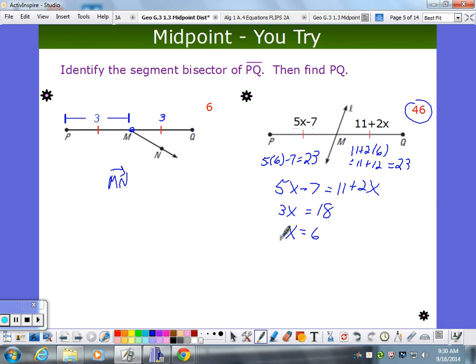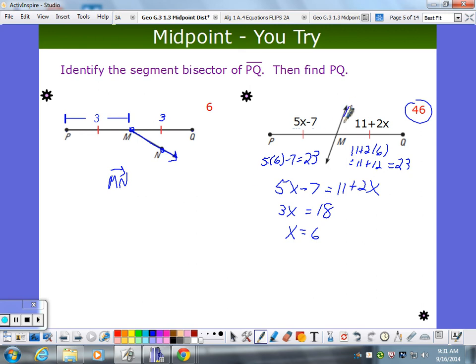Yes, ma'am. Question? Amanda? I don't really understand. I mean, I thought a bisector was a point. A bisector is a point, a ray, a line, a segment that cuts through another segment or line, one segment I should say, at its midpoint. Well, MN is what we're using. It's this little thing right here. It's cutting through it. It's the ray.